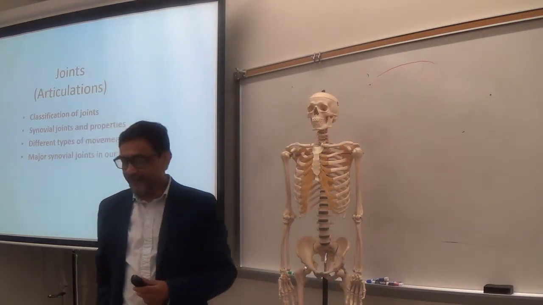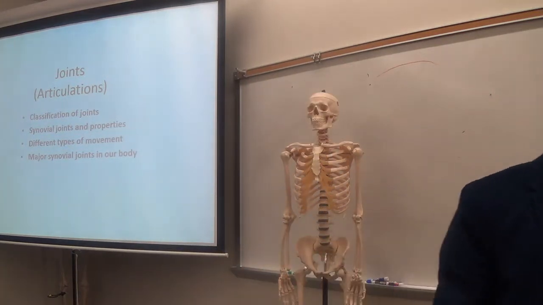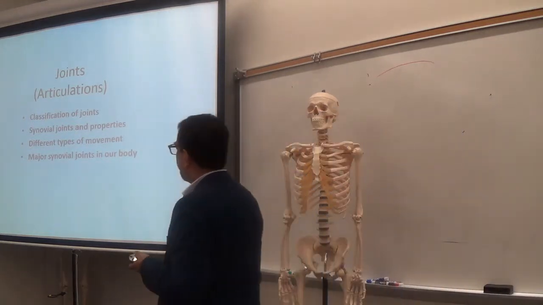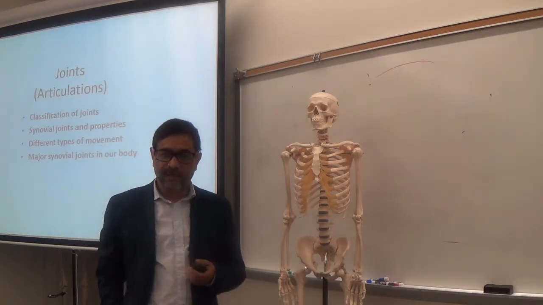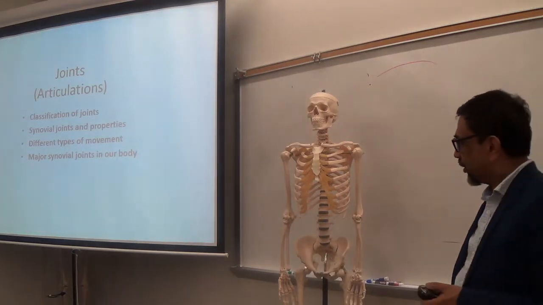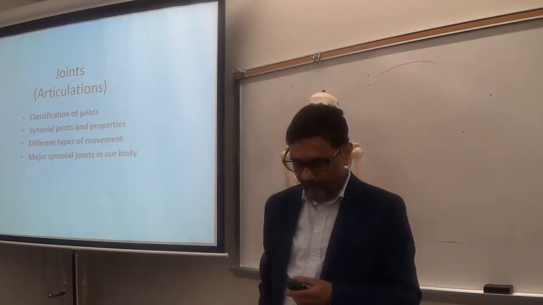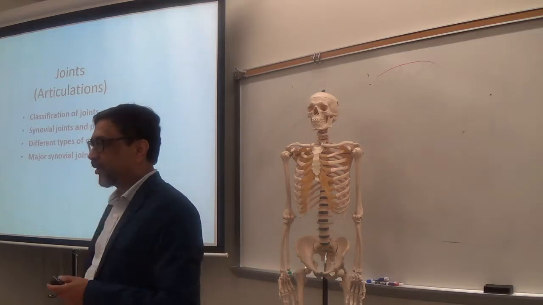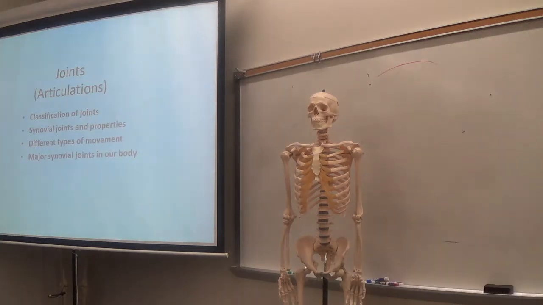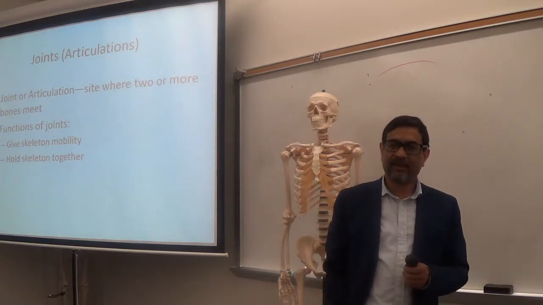Okay, so we'll see the structure of a synovial joint and the properties. Then we'll talk about different types of movements that occur at the joints. Then we'll talk about a couple of large synovial joints, for example, the knee joint and shoulder joint. Those are big synovial joints. We'll see those joints. First, what is a joint?